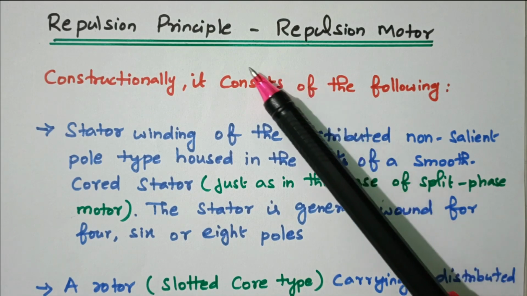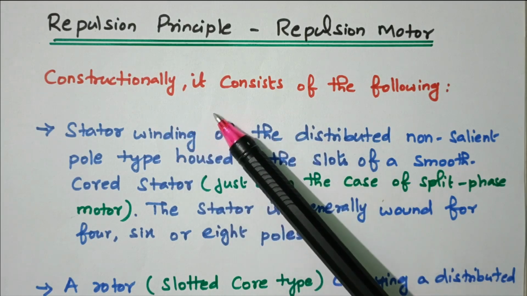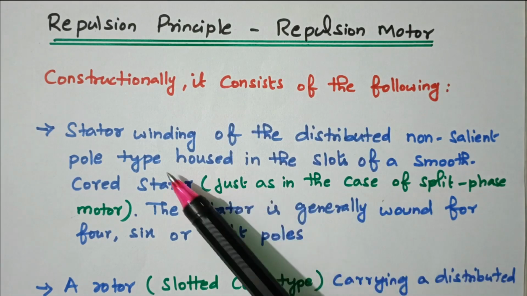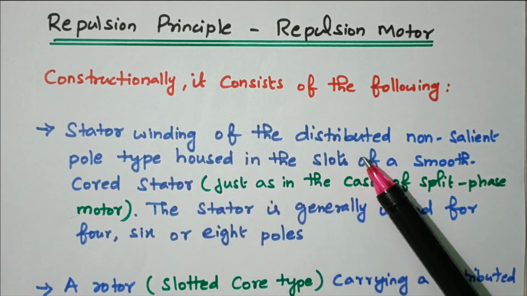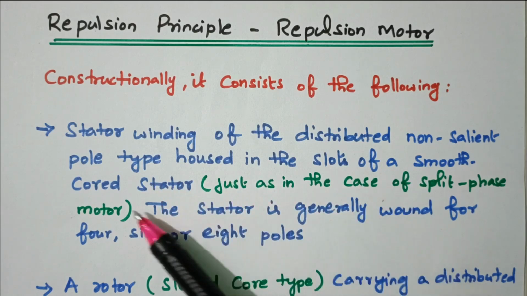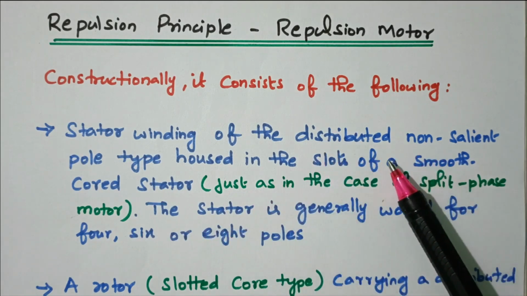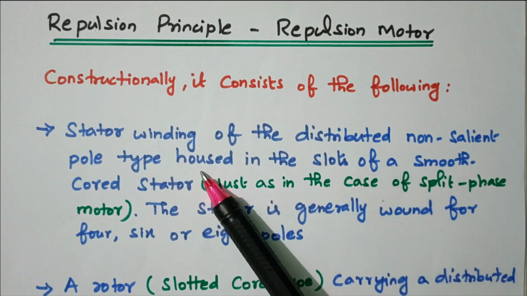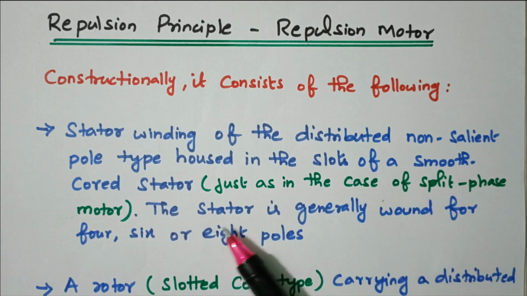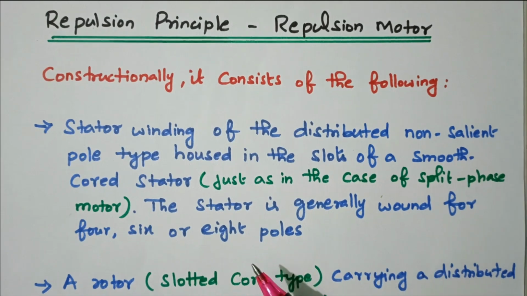Now we'll go to the topic repulsion principle, repulsion motor. First we will see conceptually what are the details available in the repulsion motor. Stator winding of the distributed non-salient pole type housed in the slots of a smooth cored stator. So it is a distributed non-salient pole. Non-salient pole, projection is not there. They are housed in the slots of smooth cored stator, just as in the case of split phase motor. The stator is generally wound for 4, 6 or 8 poles. So this is the detail about the stator.